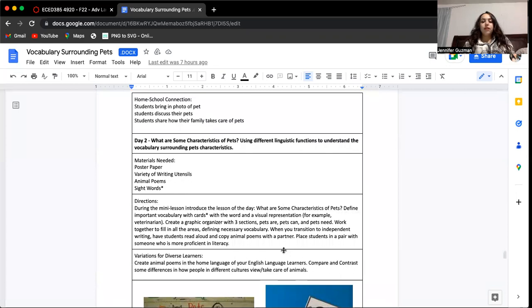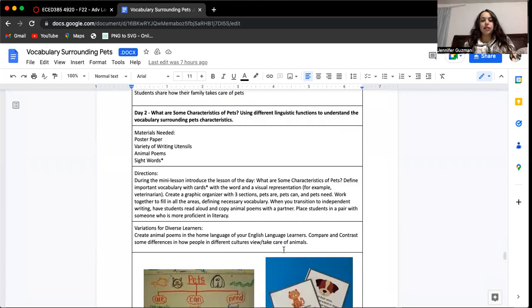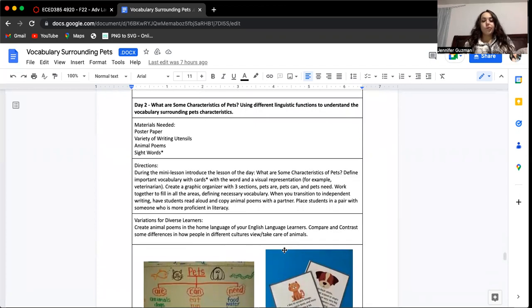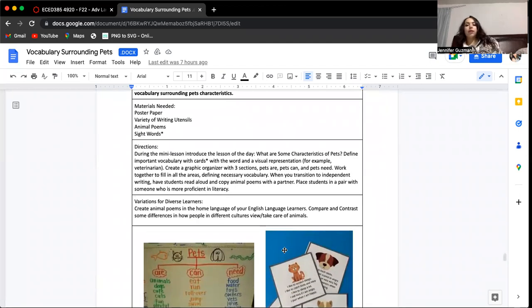Using different linguistic functions to understand the vocabulary surrounding pets' characteristics. So during a mini lesson, we can introduce this lesson. We create a graphic organizer with three sections: pets are, pets can, and pets need. Work together to fill in all the areas.